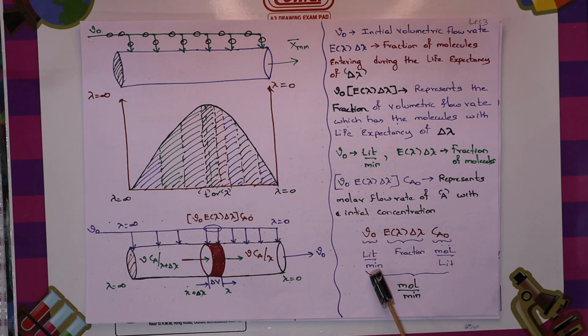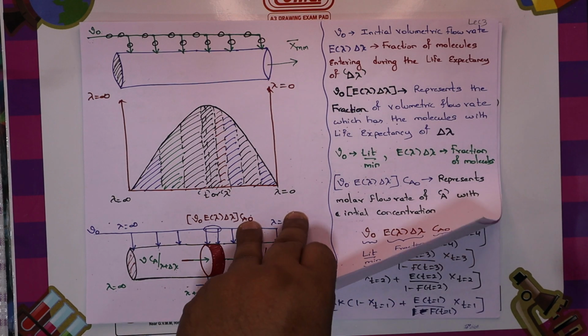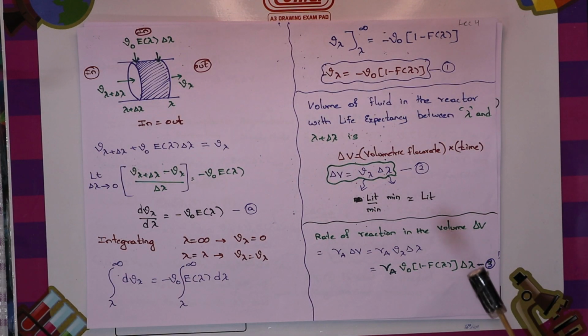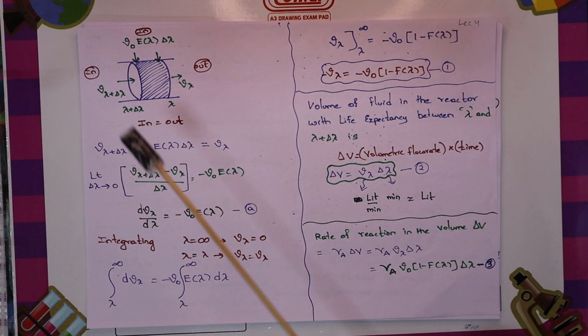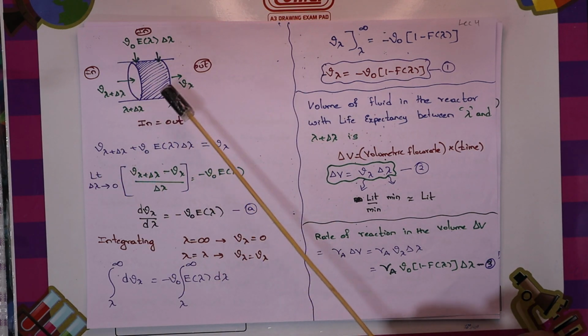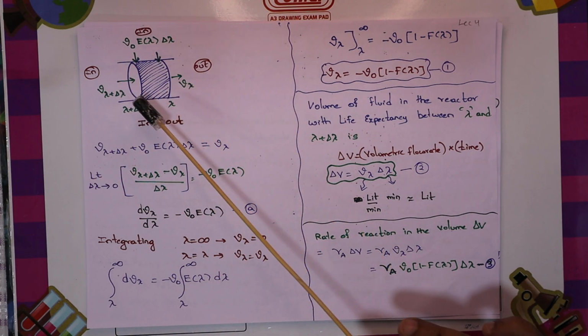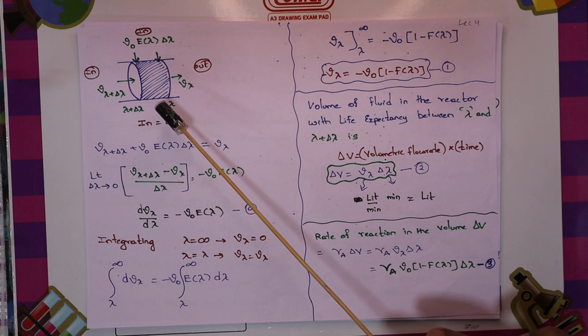So nu zero has a liter per minute, E of lambda into delta lambda is a fraction, Ca0 is a mole per liter. So if you combine these particular terms, the molar flow rate of the stream entering at this particular stage is in mole per minute. Okay, so you have to remember a few steps so that it will be easy for you to understand. So even before applying the mole balance, let us do some volumetric flow balance.